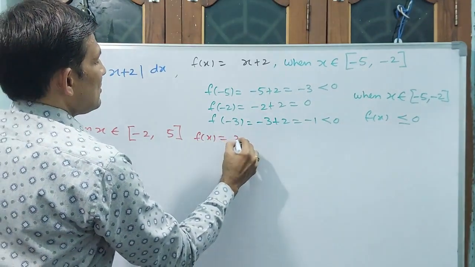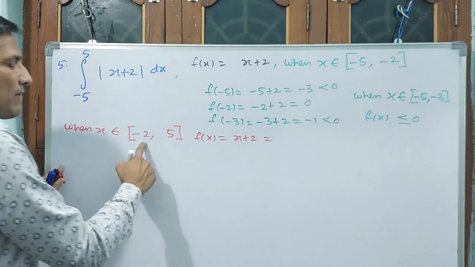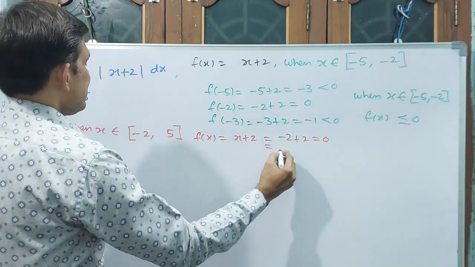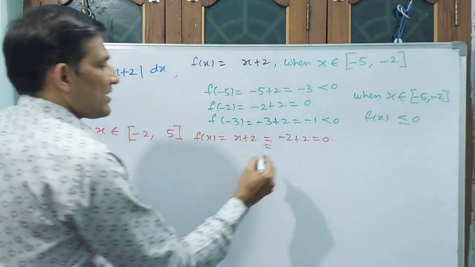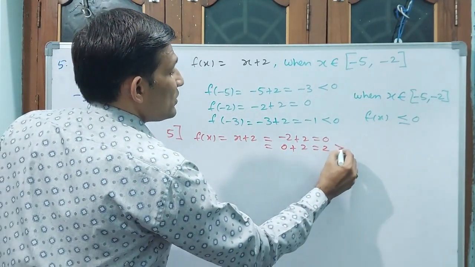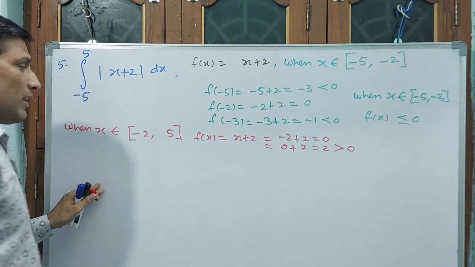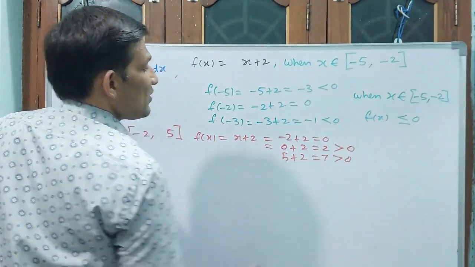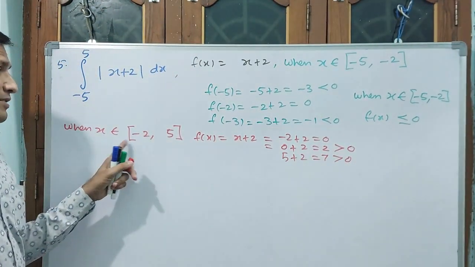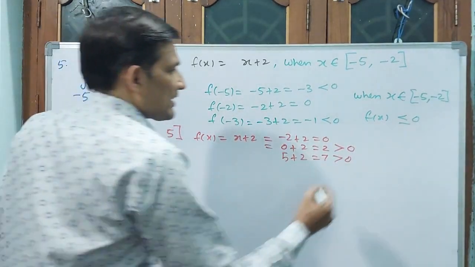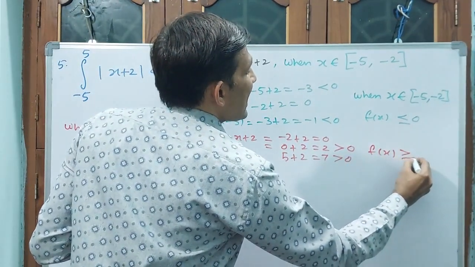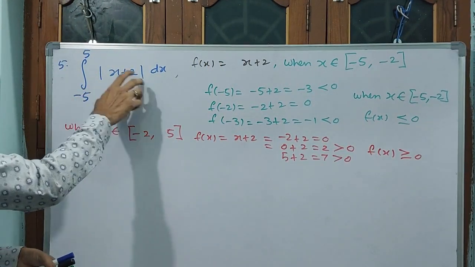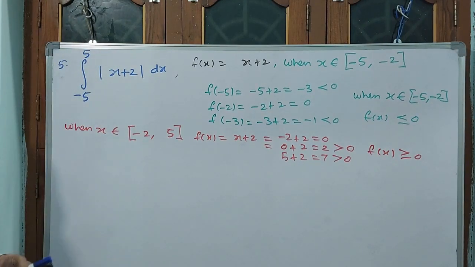F of x is equal to x plus 2. First I will take minus 2 plus 2, that is equal to 0. Okay. Next, after minus 2, let me take 0. 0 plus 2 is equal to 2, this is greater than 0. Then you take 5 also. 5 plus 2 is equal to 7, greater than 0. What do you understand? When x belongs to minus 2 to plus 5, in this interval f of x is greater than or equal to 0. That means less than 0 will not come here. That means directly, without modulus also, you can take plus. That concept you have to understand.